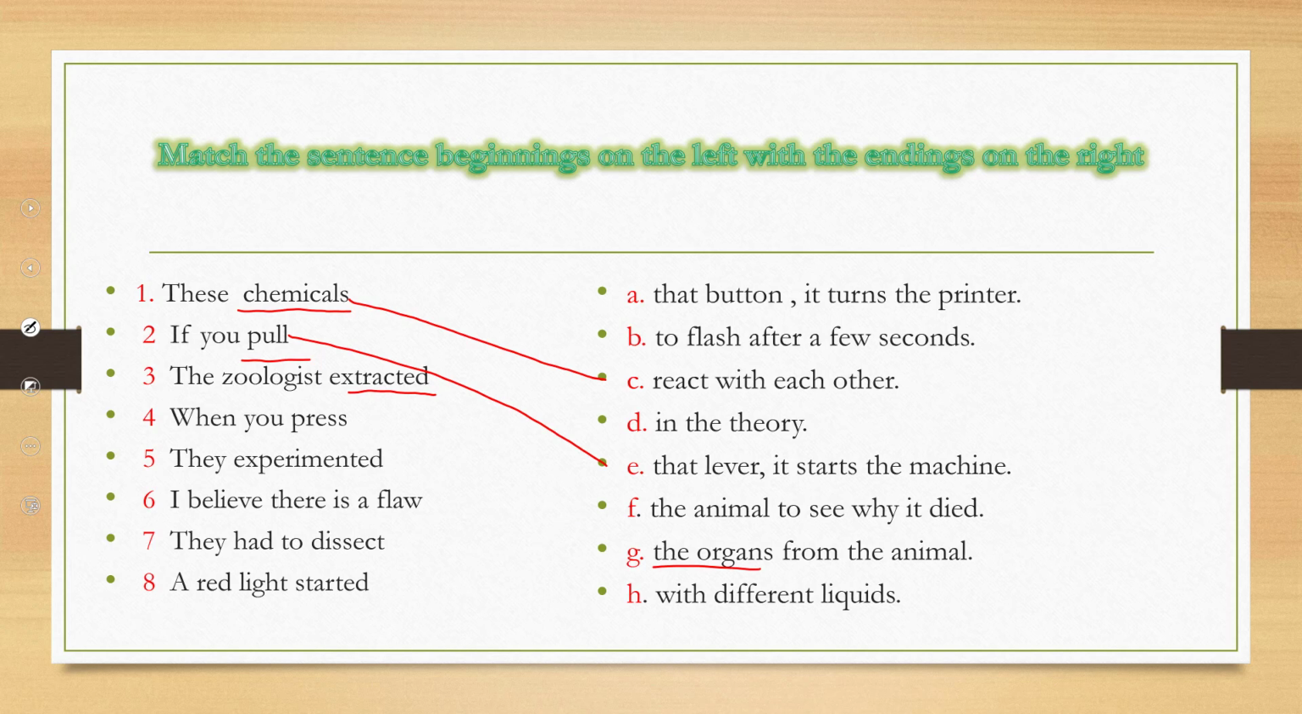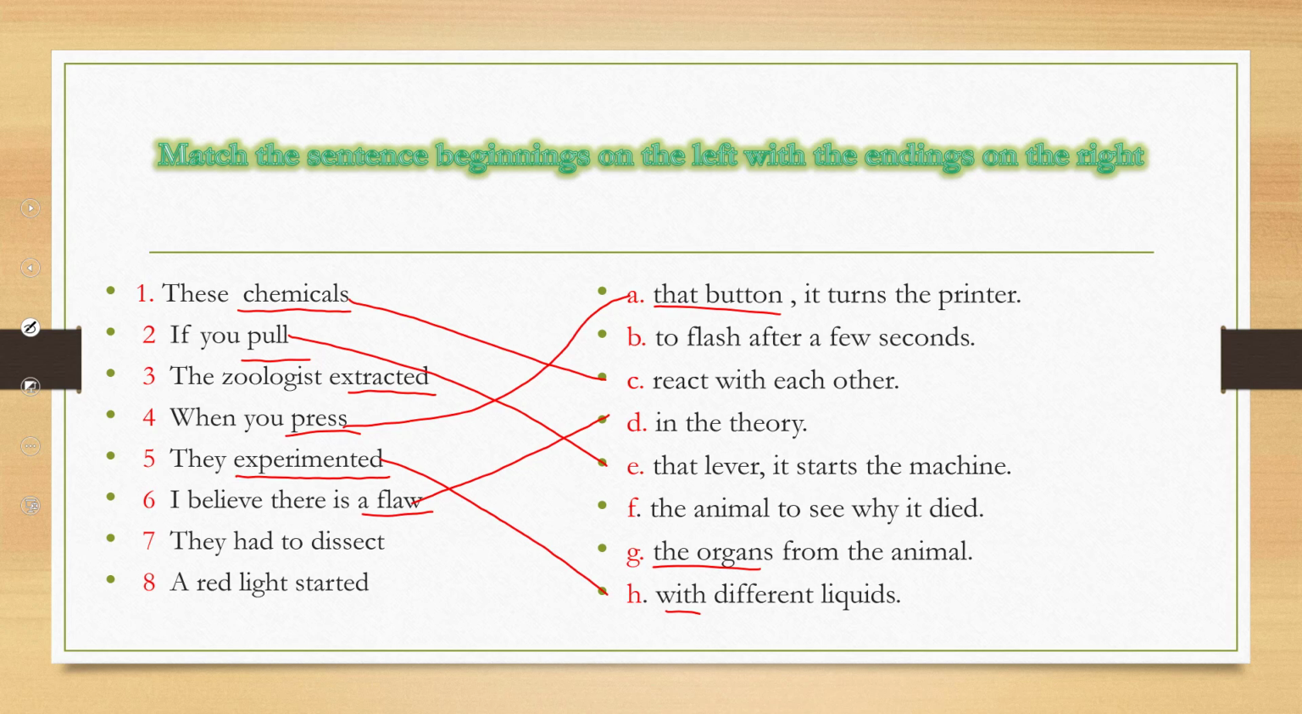When we press that button, it turns on the printer. Number five, they experimented. We use experimented with the preposition with. I believe there is a flaw. A flaw means a mistake. So we said there is a flaw in the theory.